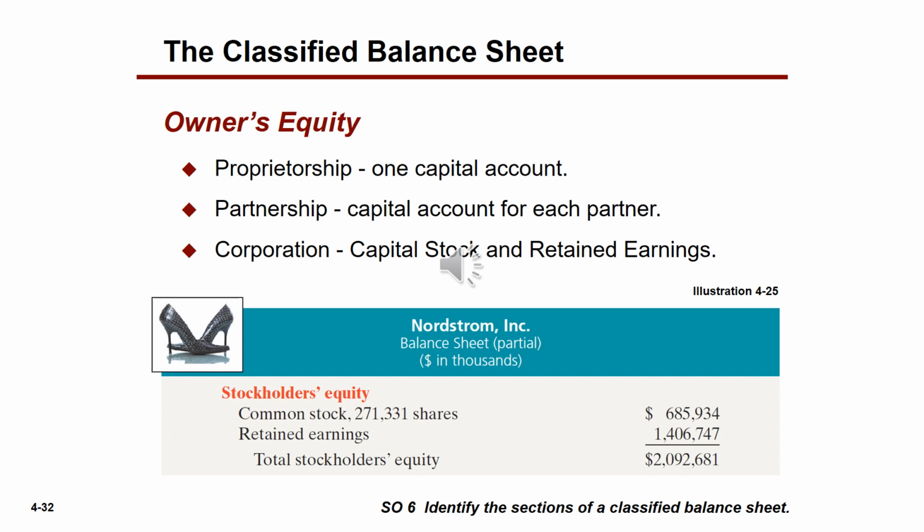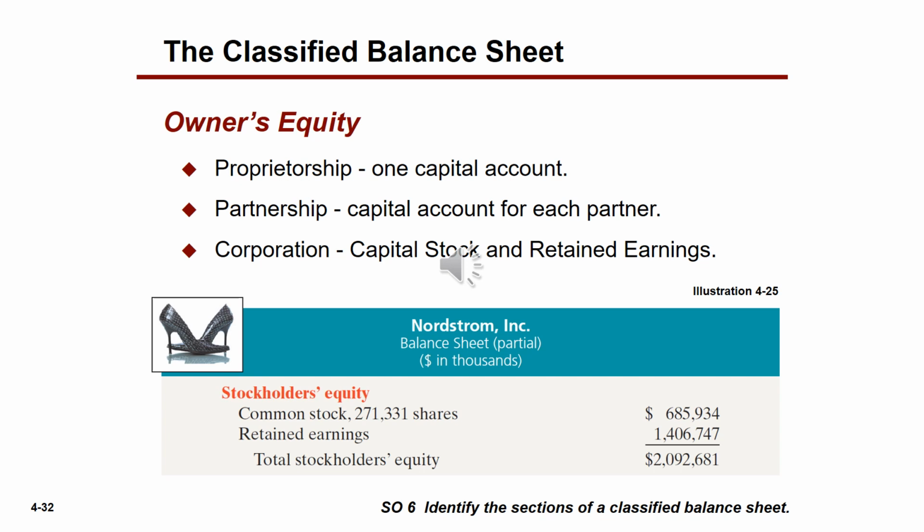And the last section, of course, is owner's equity, which depends on the type of business. If you remember the 3 different types of businesses that we've covered, for a sole proprietorship, we're going to have only 1 capital account. If it was a partnership, then we're going to have capital accounts for each partner. So whether there were 2 partners or 3 partners, you're going to have a corresponding number of capital accounts based on the number of owners. And if we have a corporation, then we're going to have capital stock and retained earnings. You're going to learn more about that in accounting 2, or Introduction to Financial Accounting 2, right?